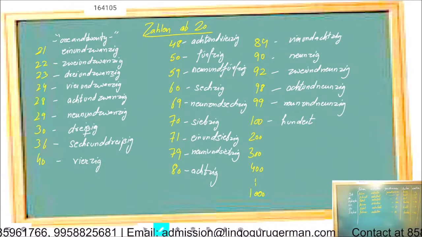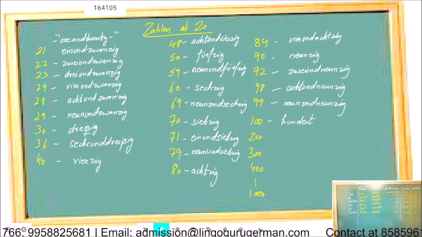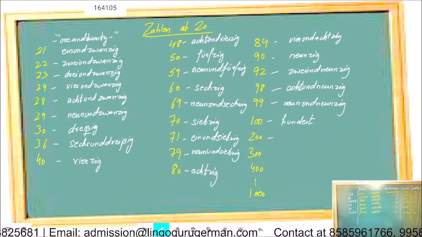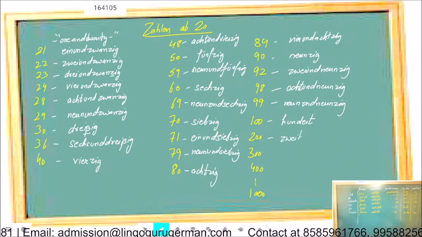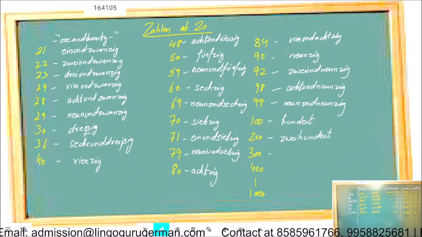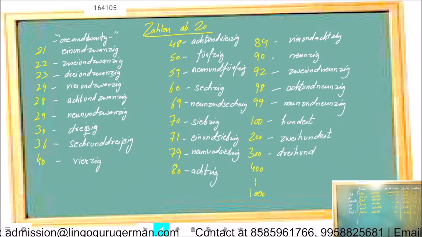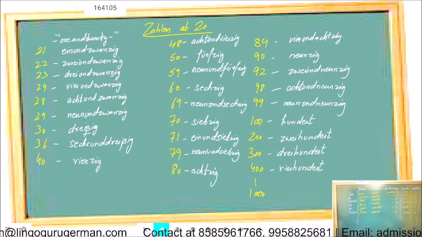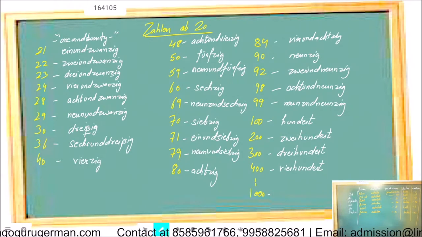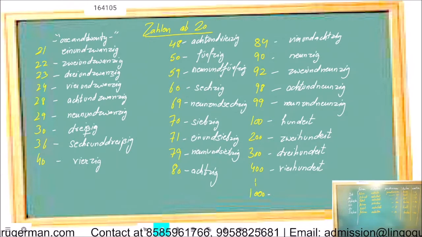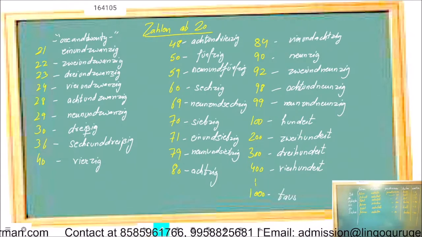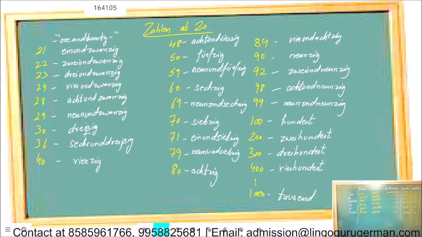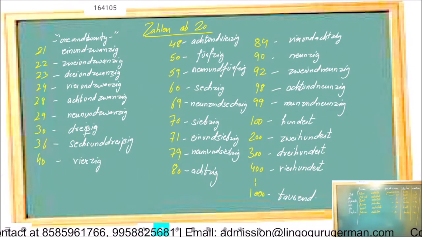1 and 20, 2 and 20, 3 and 20, 9 and 60, 9 and 70, 8 and 90, 9 and 90. That's the format. So now it is 100. This is 200. 300. 400, 500, 600, 700, 800, 900, and 1000. That's very easy. German numbers are the easiest ones to learn.